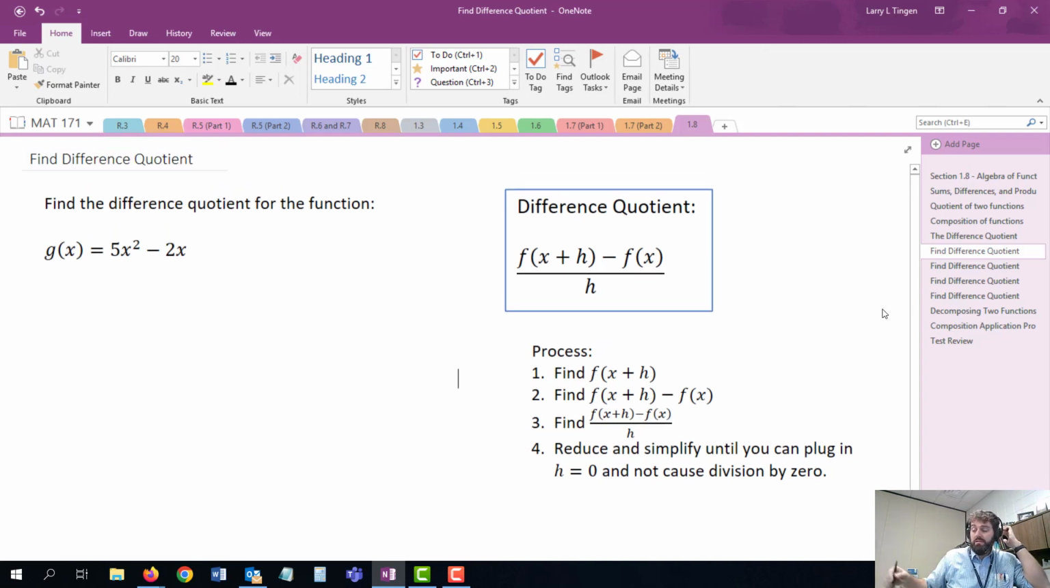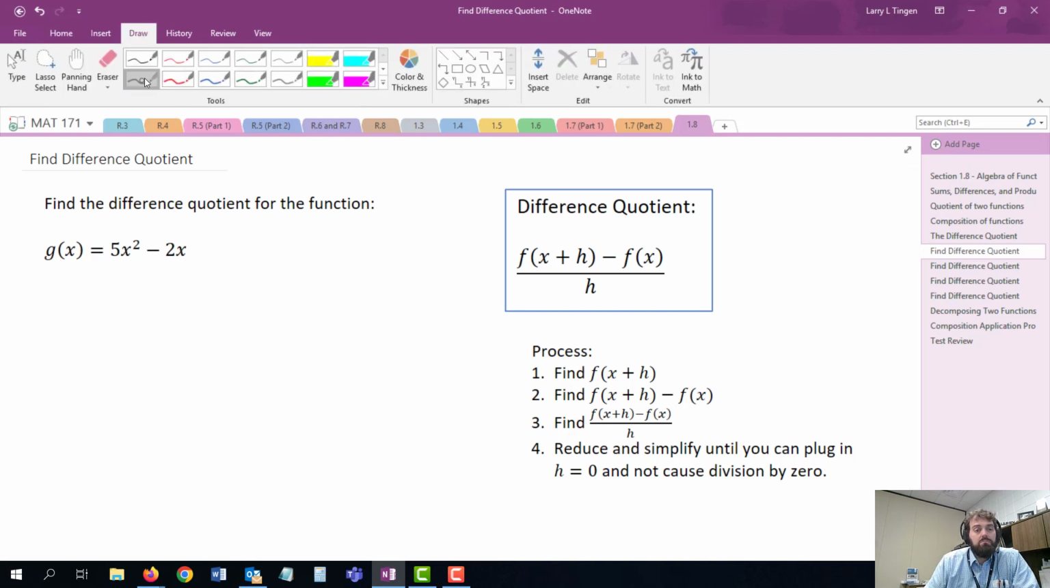So the example we did in class was a linear equation. We found out that the difference quotient for a linear equation is the slope of a linear equation. So what happens when I change it? So this is a quadratic function. g of x is equal to 5x squared minus 2x. And the process is the same as always.